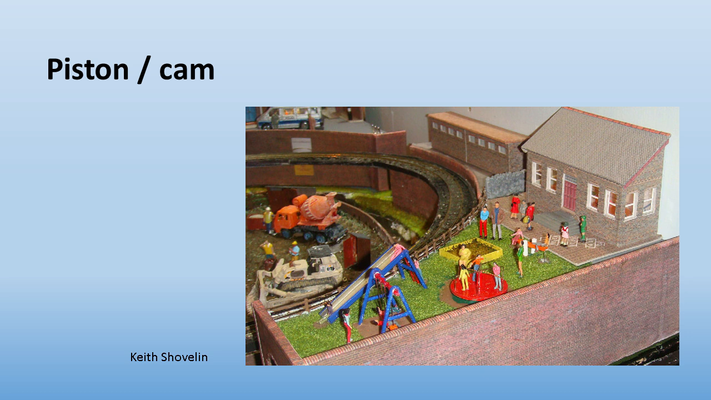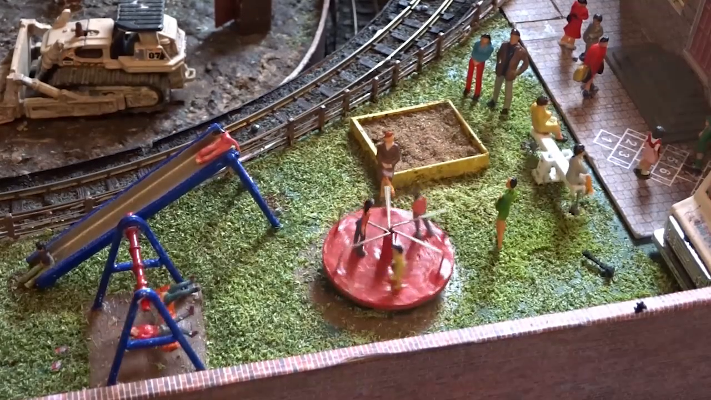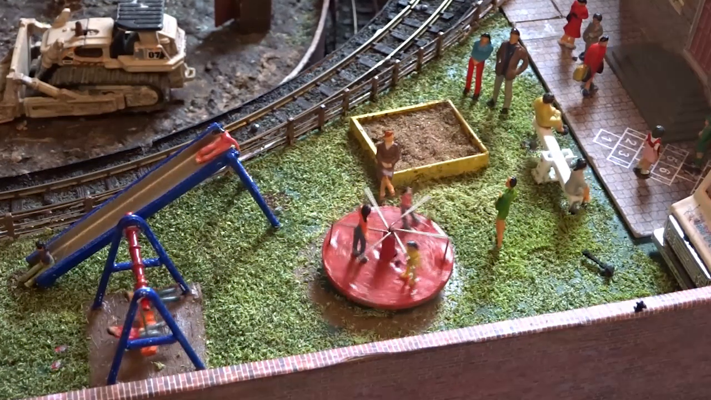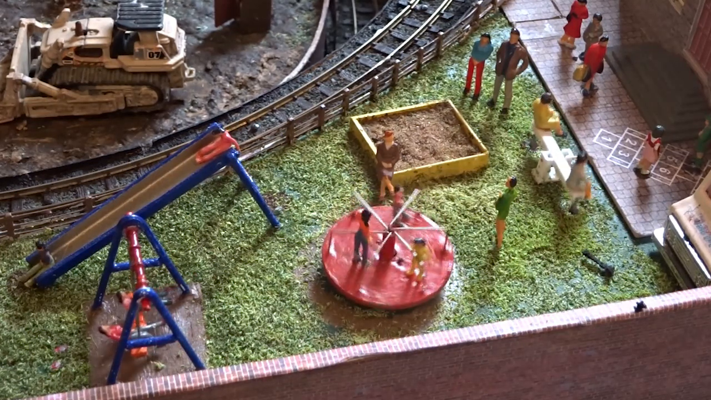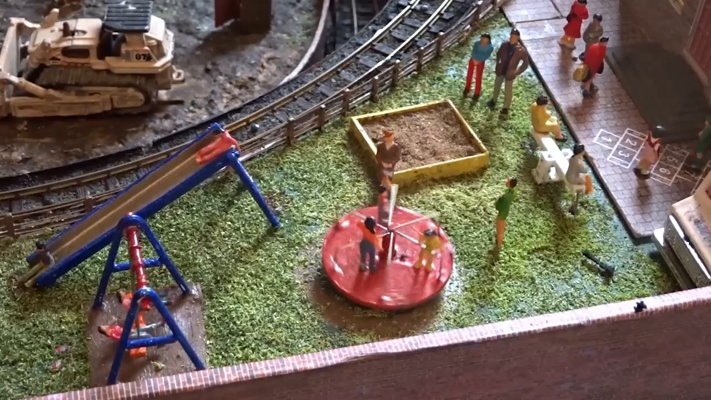Another way to use a DC motor is its ability to create a piston or a cam effect. And again, on that same demonstration layout, we've got a schoolyard. It features a swing, a merry-go-round, and a seesaw that are all animated. Let's see it in action. Once again with sound effects. So, how did we achieve that?